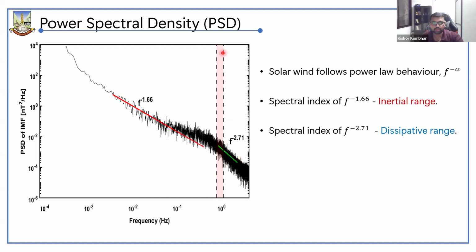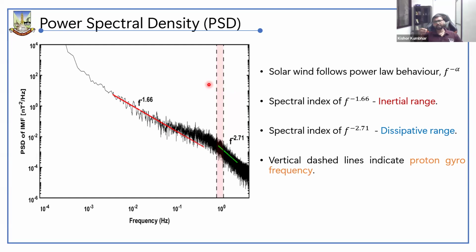And if you observe, I have basically put a shaded region. This shaded region, marked by the vertical dashed line, is nothing but the proton gyrofrequency, which I have estimated as a range by taking the minimum and maximum magnetic field within our region of interest.